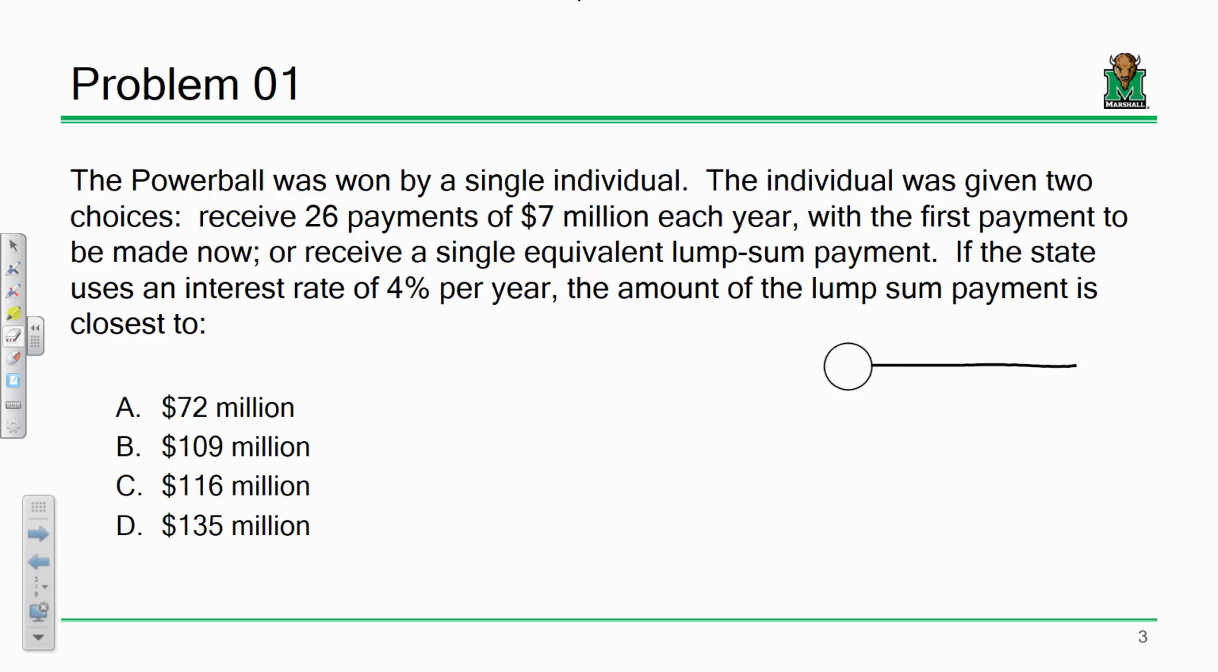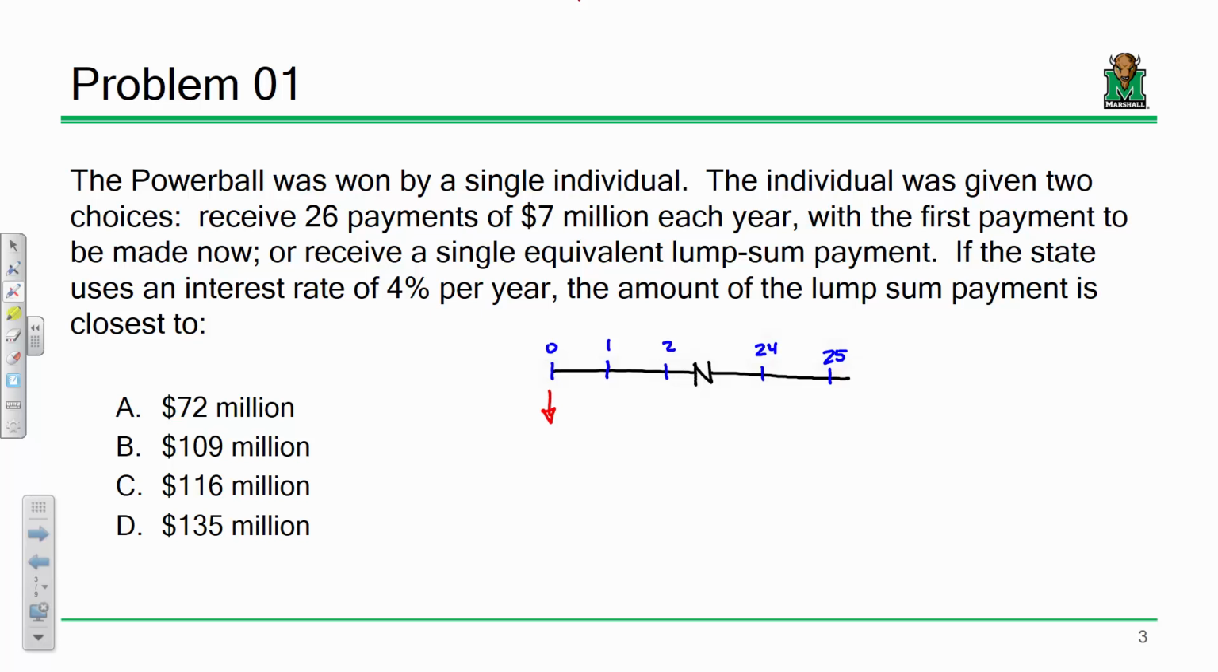Actually, let me do it like this. Let's track the 26 payments. We'll say this is year 0, this is year 1, year 2, year 3, year 4, year 5, year 24, year 25. So that would be 26 payments, right? One in year 0, and then 1, 2, 3, 4, 5, all the way to 25. Payments of $7 million each year.